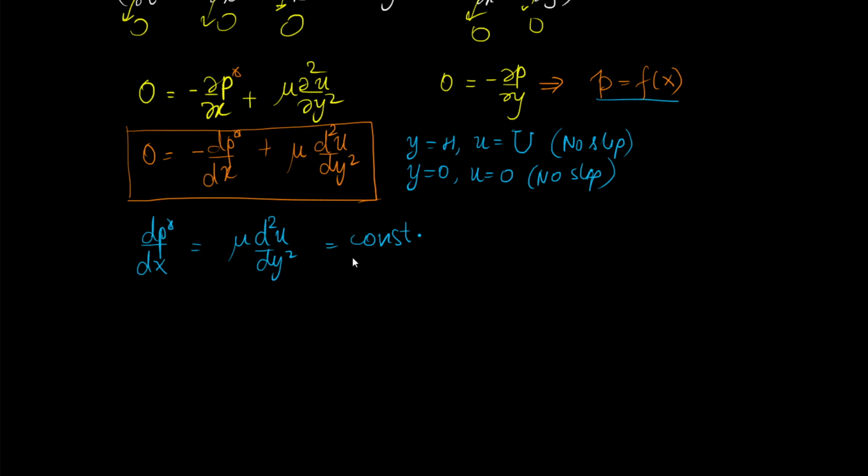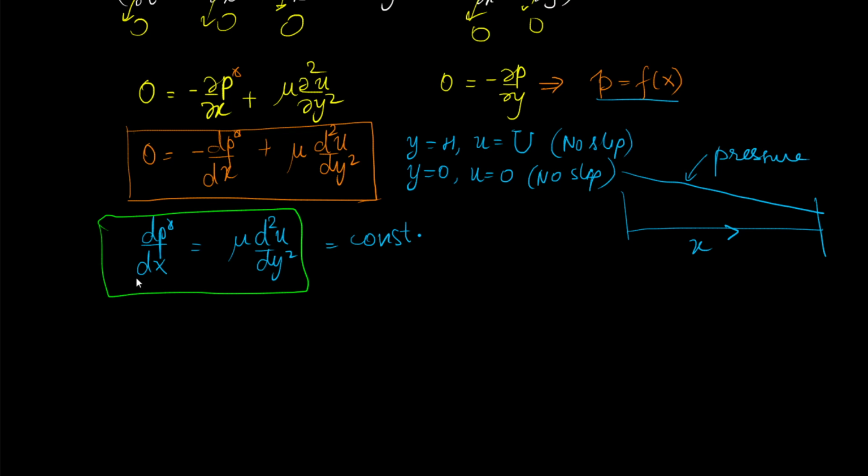As in the previous case, if dp dx is constant, then p will be a linear function of x. p will vary linearly, so along the channel length p will go down linearly. So if this is x, this is the profile for pressure. Regardless of that, dp dx will be a constant, so we can directly integrate this expression without worrying about what this is. We keep in mind that this will be a constant. So 1 upon mu dp star dx is equal to d2u dy2.